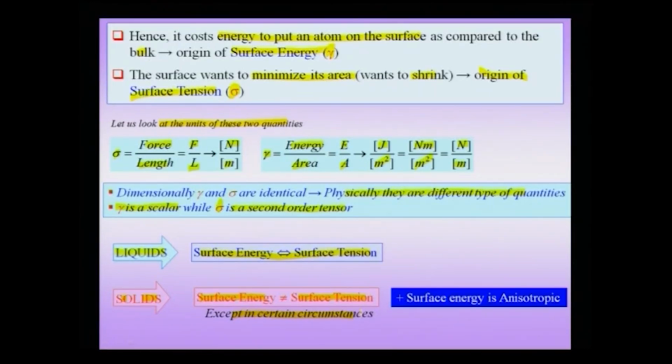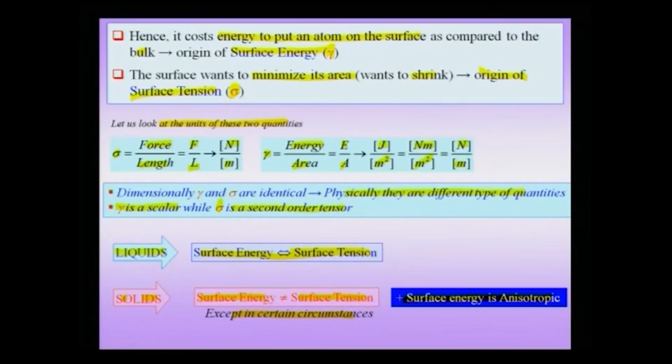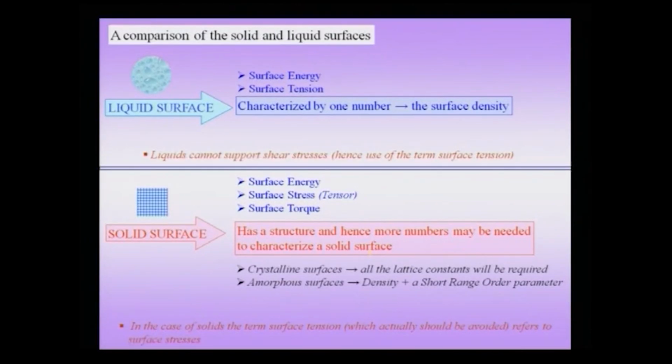Additionally, surface energy could be anisotropic when it comes to solids. This is something which is not present in liquids. For liquids, we assume that the surface energy is isotropic, that means it is not direction dependent. Therefore, I need to differentiate between liquid and solid surfaces when it comes to quantities like surface energy and surface tension, and let us do that next. So, we have a comparison of these solid and liquid surfaces.